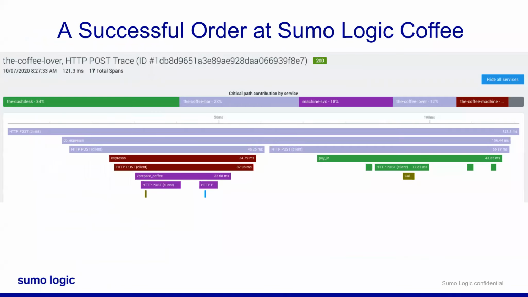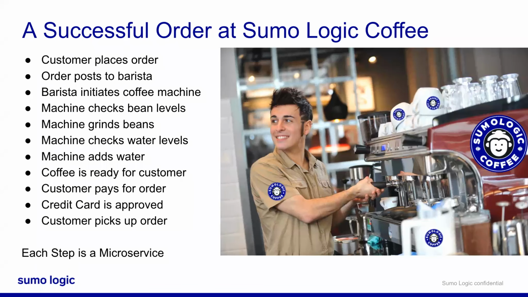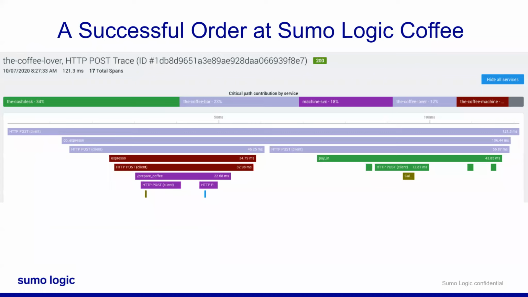Now, before we do, what does a successful order at Sumo Logic Coffee look like? Well, this is what it looks like. What it looks like in real life is somebody goes through those steps that I just described and leaves with that hot cup of coffee. But in the back end, from a technical standpoint, this is a successful order. Now, what is this showing us? Well, what it's showing us is a trace. It's showing us the transaction essentially. This is an example of a successful transaction.